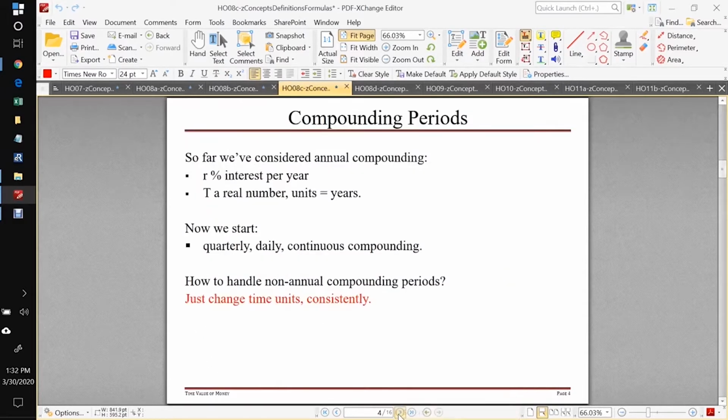Very, very straightforward. Then the heart of 8c was really all about compounding periods. And everything up to 8c was done in annual compounding with r% interest per year, and t was a real number with the units, importantly, in years. So we had our consistent units, r compounding per year and t measured in years. And we want to be able to do monthly compounding, quarterly, daily, etc. And all we have to do to make that work is just consistently change our time units for r and t, right? To make sure we consistently change those.